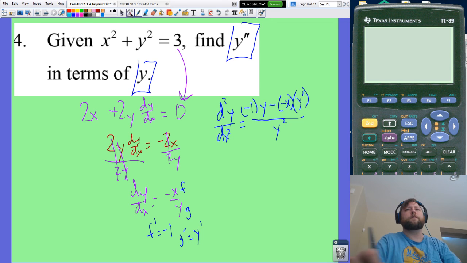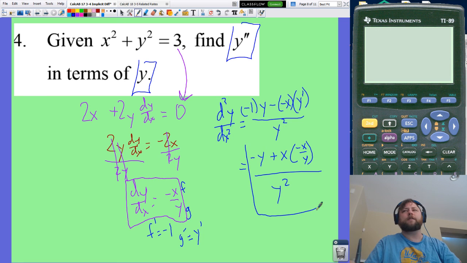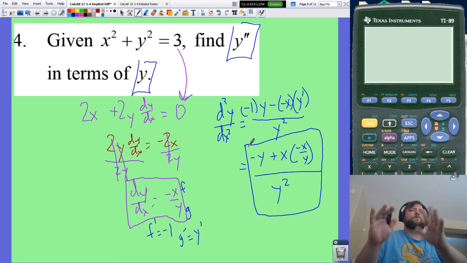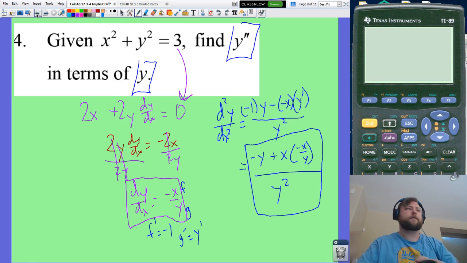All right, so there's my answer, sort of, right? But I want to have it in terms of y. That means I've got to get rid of this y prime. But we already found out that dy/dx, or y prime, equals this. So I'm going to substitute that in for the y prime. So my final answer can look like this: negative y, minus minus becomes plus x times negative x over y, instead of that y prime, over y squared. And maybe there's a way to simplify this, but we're good. All right, that's going to be it. More in class.